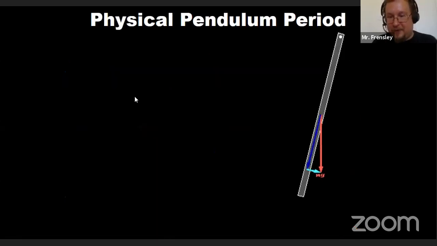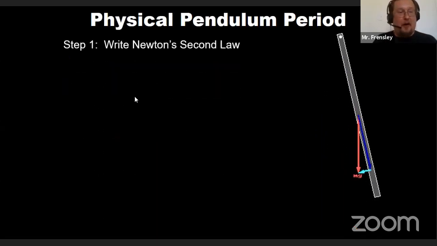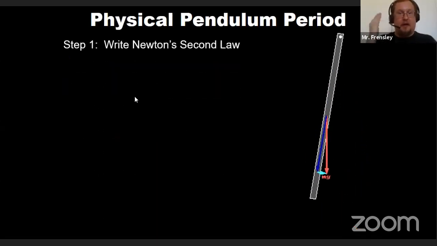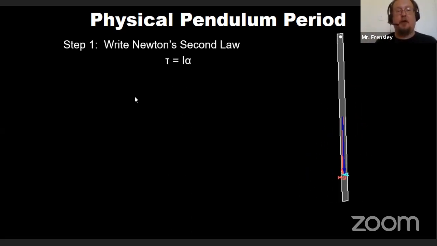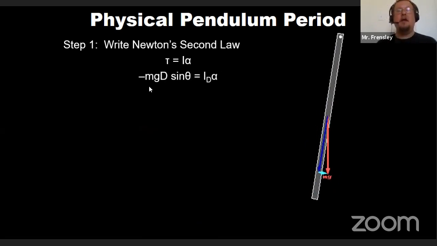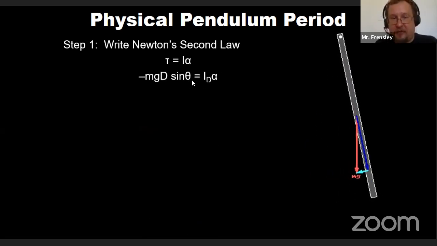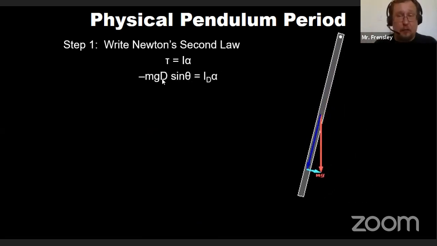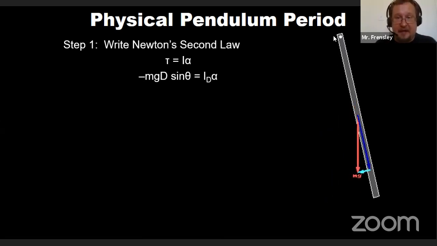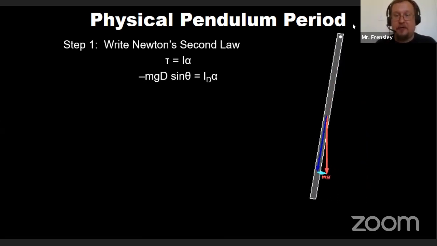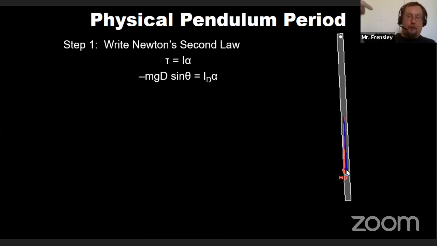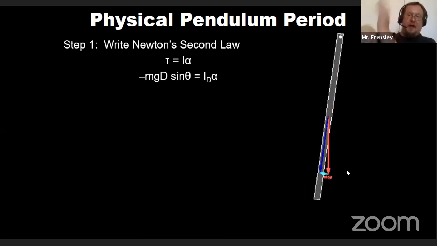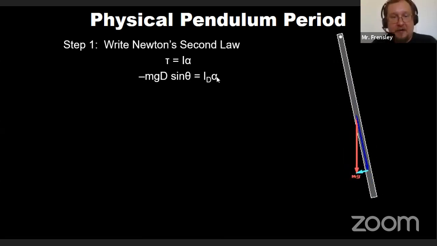All right, I hope that was as much fun for you as it was for me. Step one, Newton's second law. It's going to be torque, which is force times distance. So torque equals I alpha. The torque is the force, mg sine theta, times the distance at which that force acts, which is the d, distance from the pivot to the center of mass of the bar. So there's your torque. Negative, because the force points that way when the bar is displaced the opposite way. All right, there's your I times alpha.